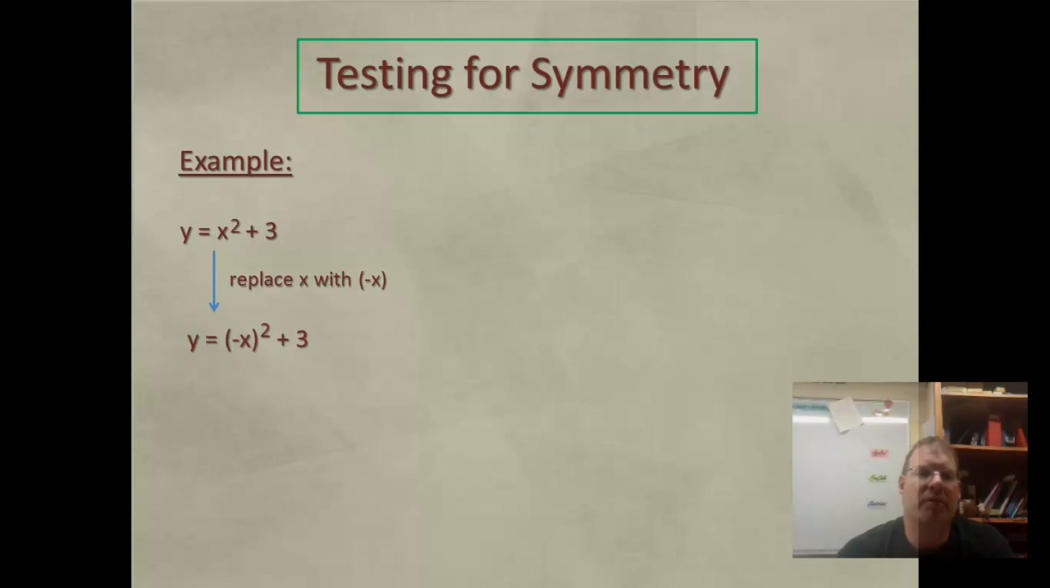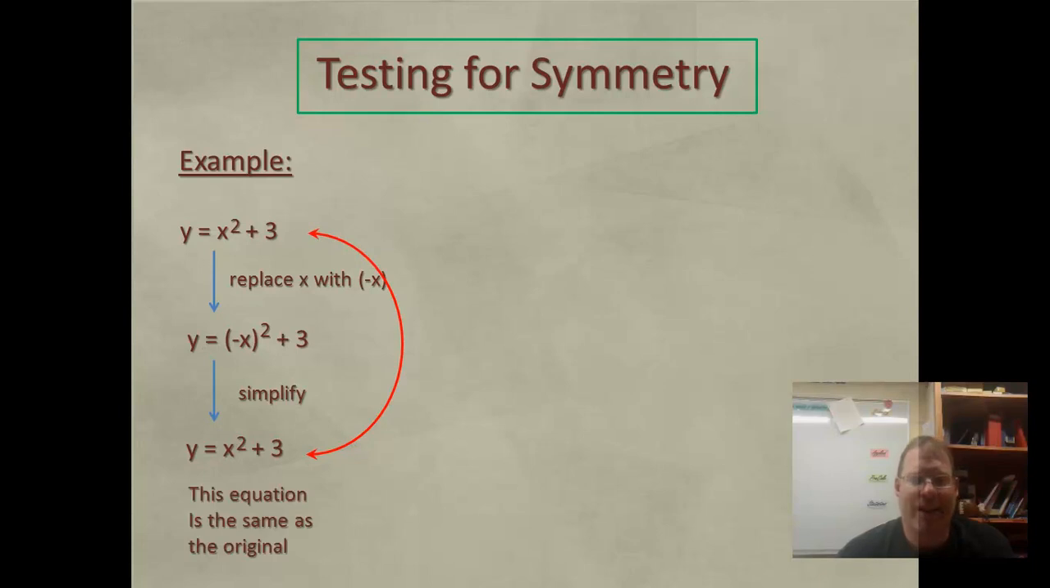Okay, and then you simplify what you have. A negative x squared is just x squared. Which means that the equation that we end up with looks exactly like the one that we started with. Okay, that means it is symmetric about the y-axis.